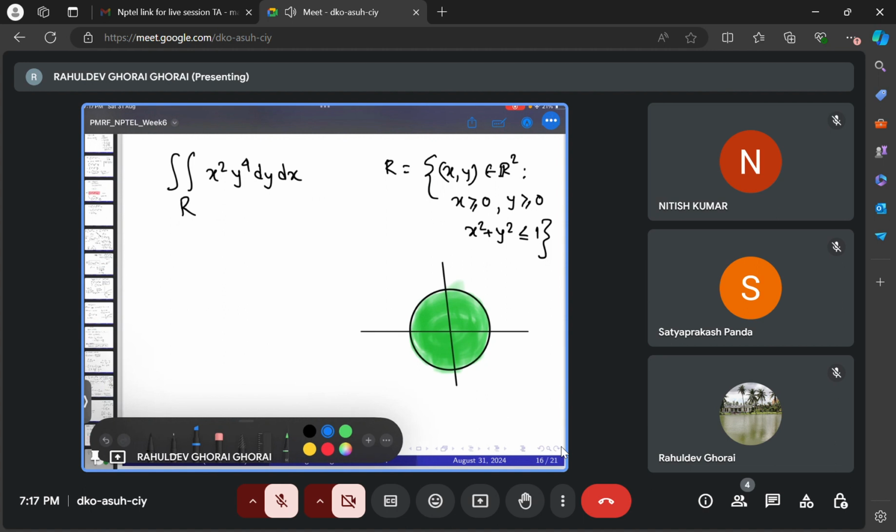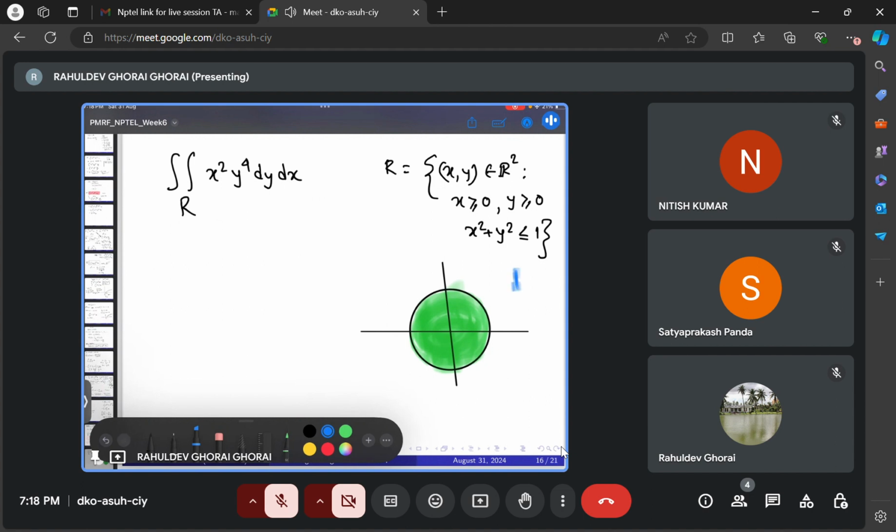The green region I drew gives x square plus y square less than or equal to 1 for any x, y such that x square plus y square is less than or equal to 1. But if I put x greater than or equal to 0 and y also greater than or equal to 0, so we know only in this quadrant are x and y both positive. All other quadrants are these.